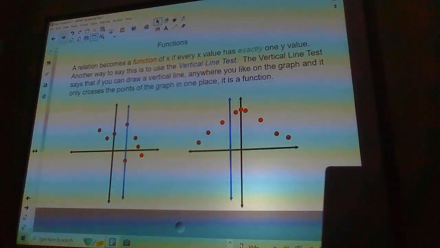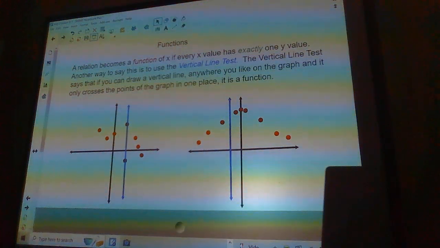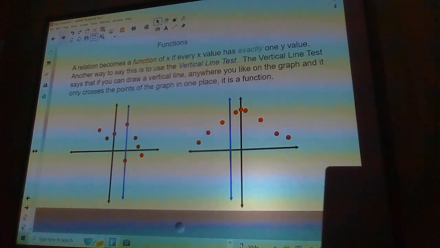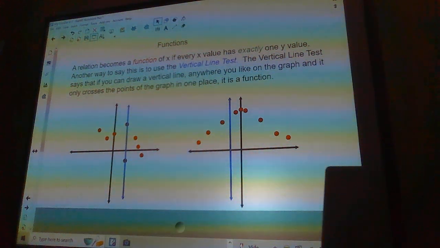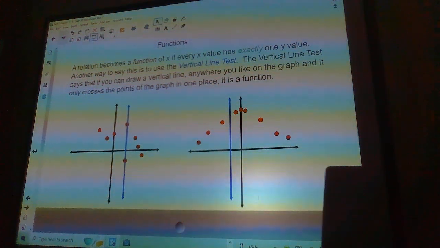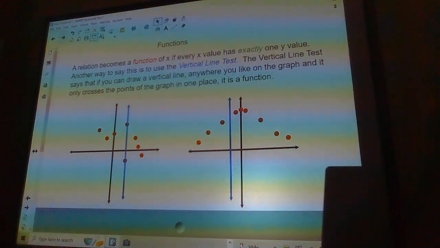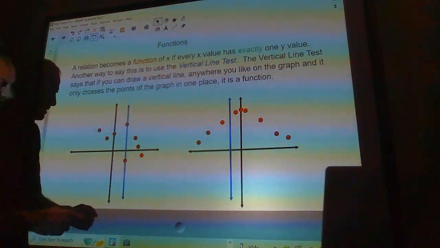Okay, a function. A relation becomes a function of x if every value of x has exactly one y value. So that gets a little confusing for people. Sometimes they get that backwards. The easiest way to do it is to use the vertical line test. The vertical line test says that if you can draw a vertical line anywhere you like on the graph and it only crosses the points of the graph in one place, it's a function.